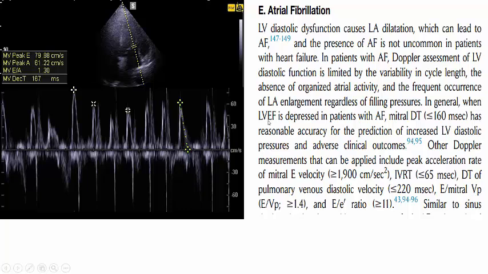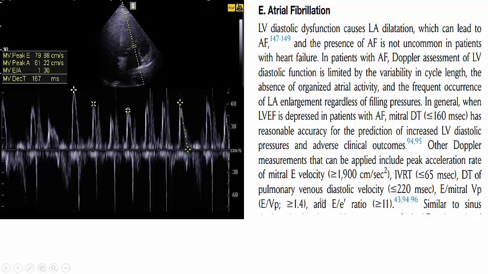What about left atrial pressures? It's very important. According to the American Society of Echocardiography and European Association of Cardiovascular Imaging, to assess the left atrial pressure and diastolic function in a patient with AF, you need to assess several parameters here. First, mitral deceleration time. If it's less than or equal to 160 milliseconds, that means there is increased left atrial pressure.